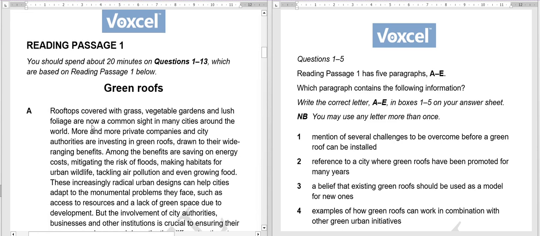So if you have watched my previous videos, you know our routine, our ritual, how we start our passage. Yes, by reading the title of the passage. The title says Green Roofs.